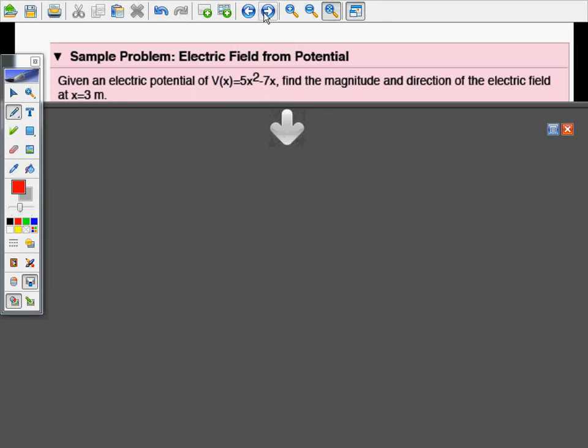So in this case, it's going to be in the direction of the unit vector i. Take a moment, do this problem with us. If you do it in your head, great. If not, write it down.